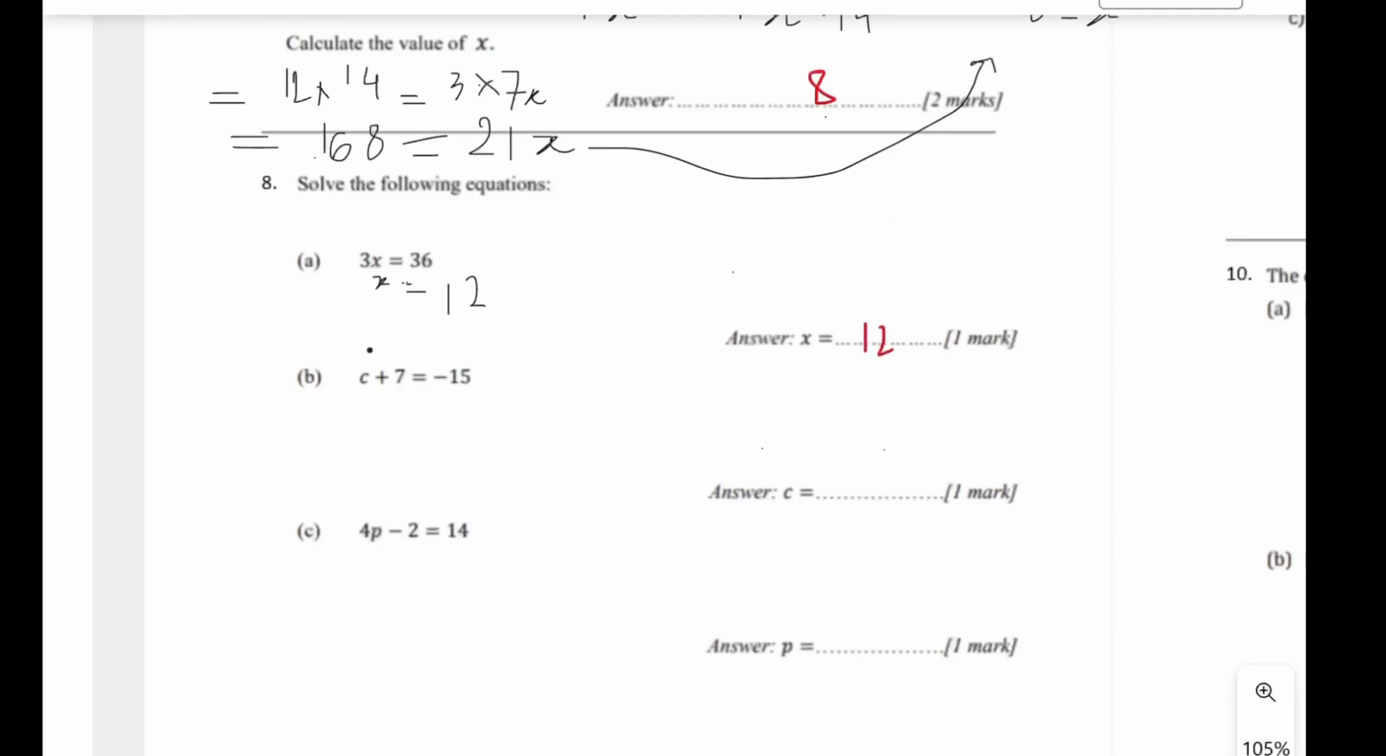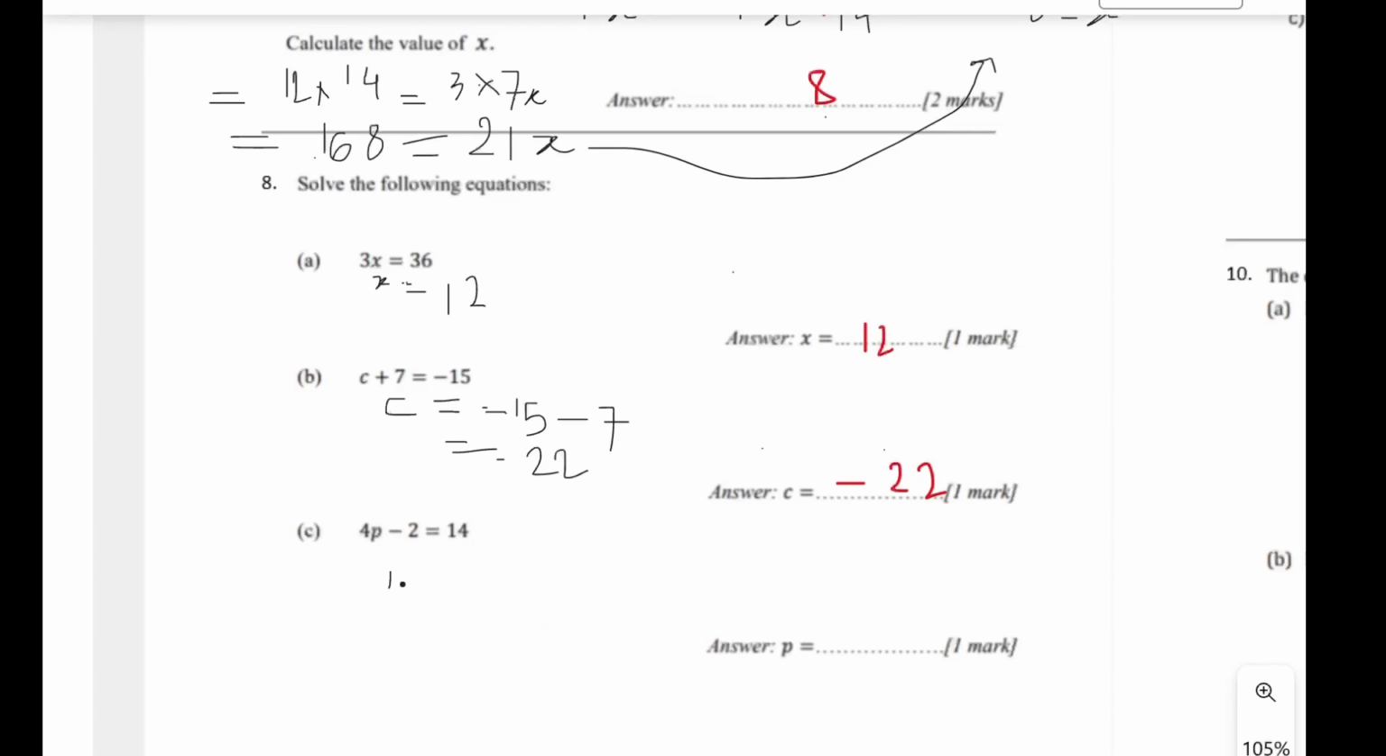Next one, we have c plus 7 is equal to minus 15. To rearrange this equation, we subtract 7 from both sides. We get minus 15 minus 7. Let's make that negative sign more clear. Is equal to minus 22. This answer is minus 22.